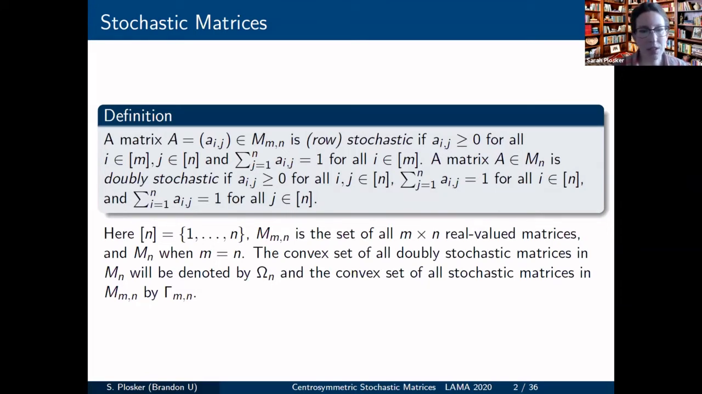And a square matrix is doubly stochastic if the entries are non-negative, and each row sums to 1 and each column sums to 1. The set of all doubly stochastic n by n matrices is convex, and it'll be denoted omega n. And the set of all stochastic matrices that are m by n is also convex, and it's denoted by gamma mn.